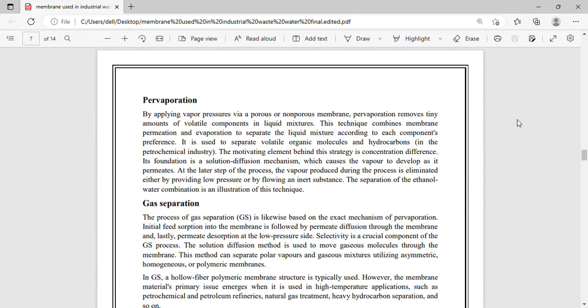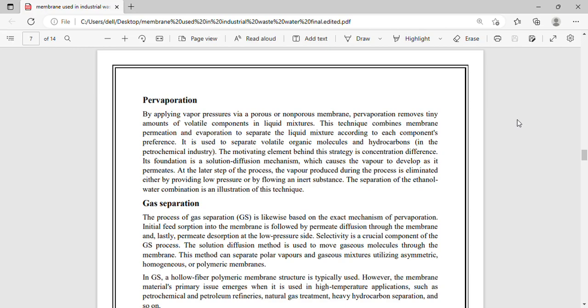Pervaporation. By applying vapor pressure across a porous or non-porous membrane, pervaporation removes small amounts of volatile components in a liquid mixture. This technique combines membrane permeation and evaporation to separate the liquid mixture according to each component's preference. It is used to separate volatile organic molecules and hydrocarbons. Basically, it is used in the petrochemical industry. The motivating element behind this strategy is concentration difference.